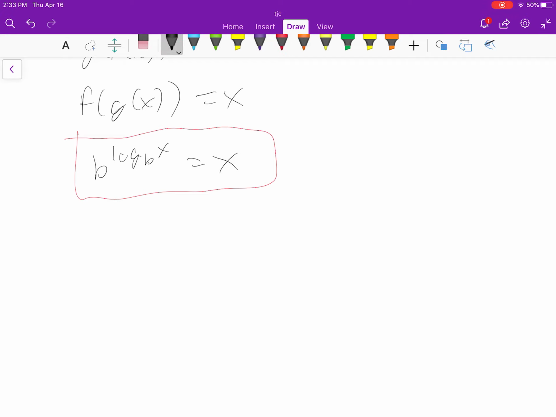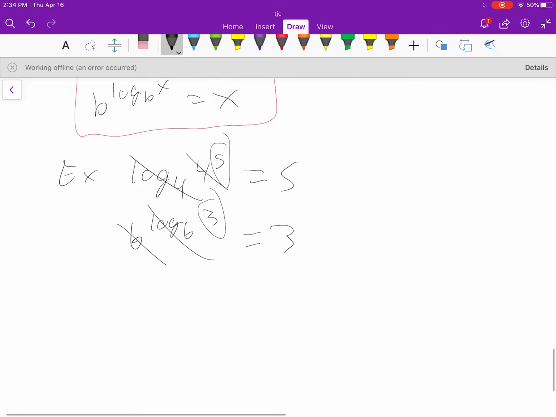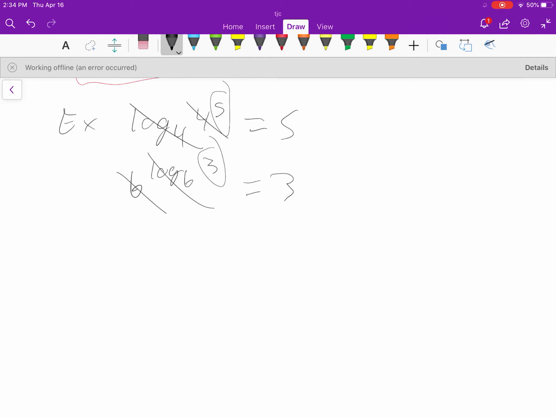Okay, so let's look at how this works. An example: we have log base 4 of 4 to the 5. This is going to equal 5 by definition. Another example of how this is going to work: say we have 6 to the log base 6 of 3. This will equal 3. So you can think of them as inverses. These cancel. All that's left here is a 5. They're inverses. These cancel. All that's left is a 3. That's the definition of inverses. And since we've defined logarithm as the inverse of an exponential function, it has to be true by definition.